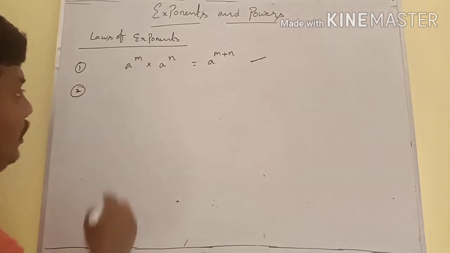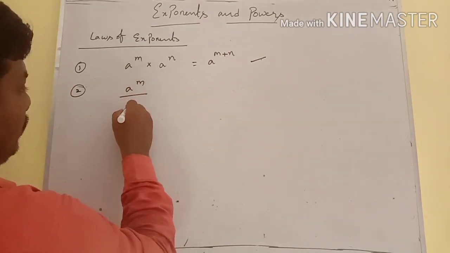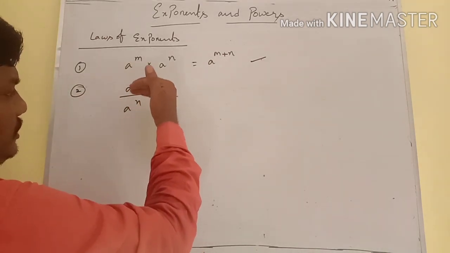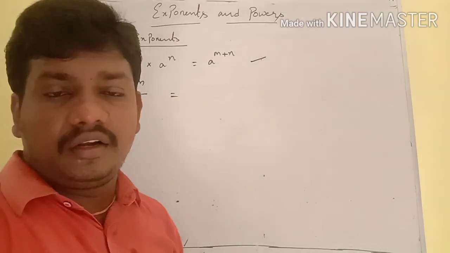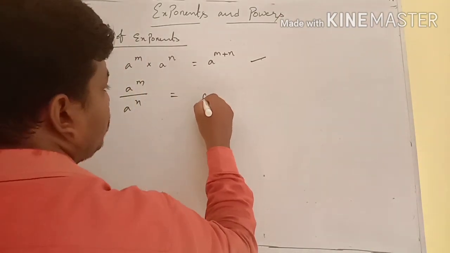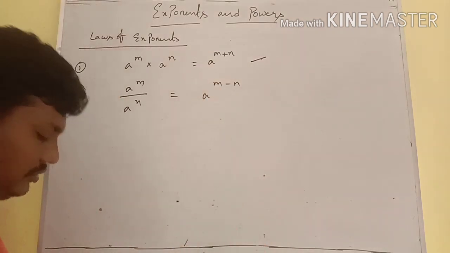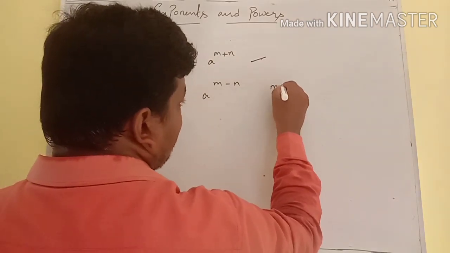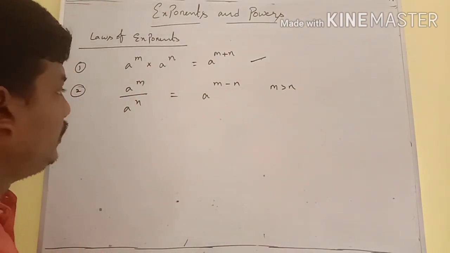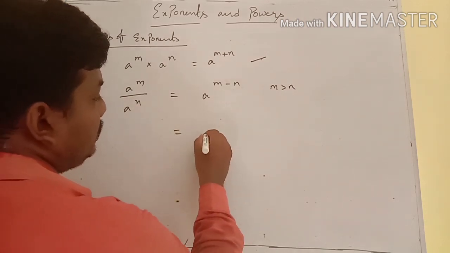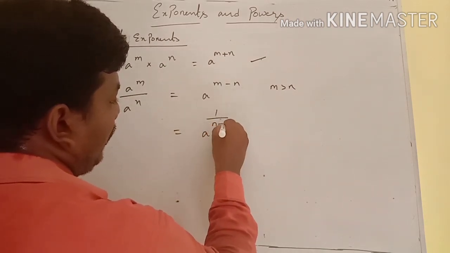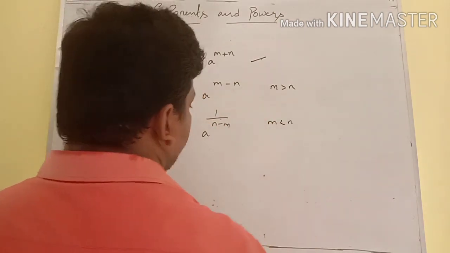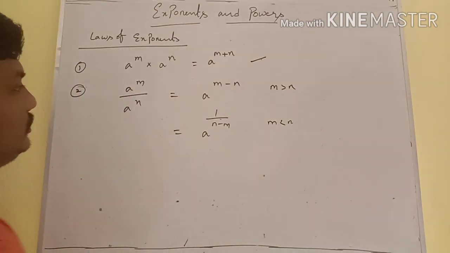Next, coming to the second formula, a power m by a power n. If exponentials are under division condition, then the exponents will be subtracted. We get the difference of their exponents as the power. In this case, m is greater than n. In the same formula, we can consider 1 by a power n minus m, which can be written where m is less than n.